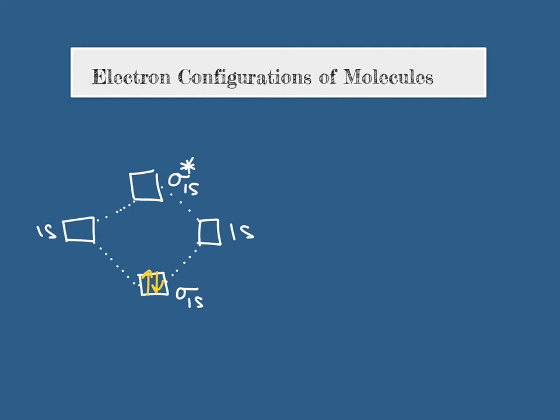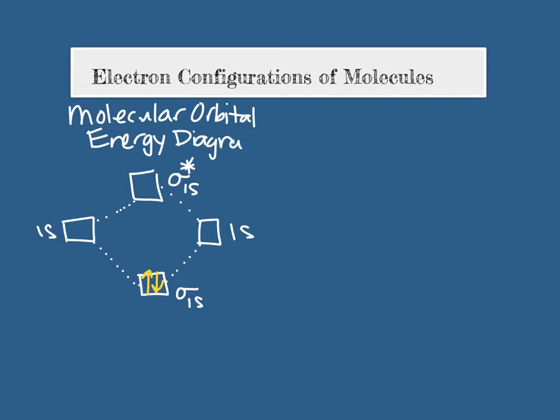In the last video, we learned how to make the molecular orbital energy diagram for 3 different molecules. The first one was hydrogen gas.